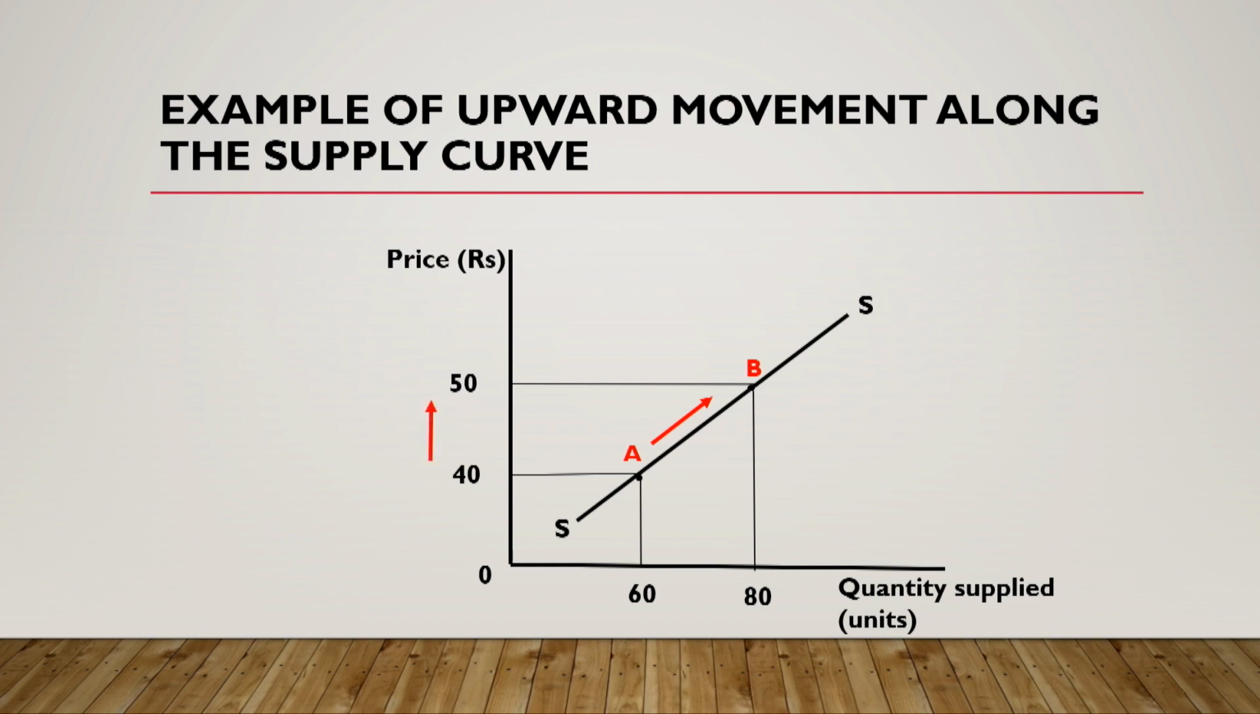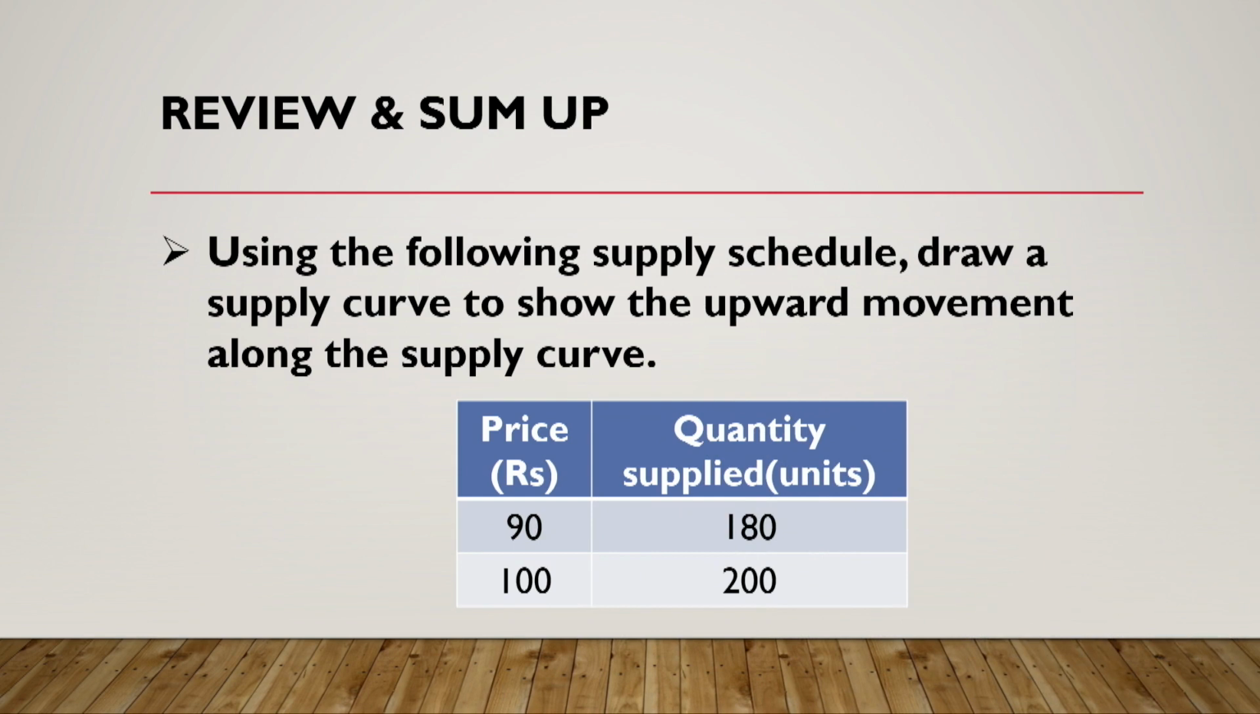As price increases from 40 to 50 and quantity supplied increases from 60 to 80 units. Now you can take some minutes to work out this question. Using the following supply schedule, draw a supply curve to show the upward movement along the supply curve.